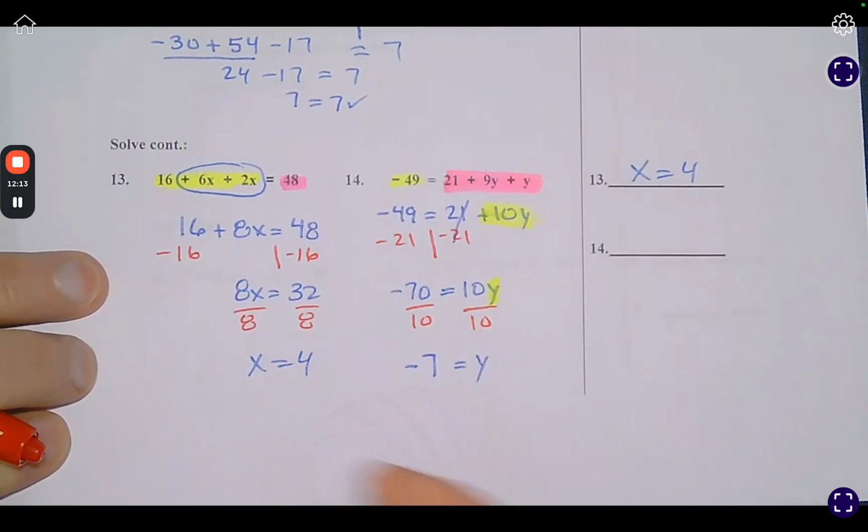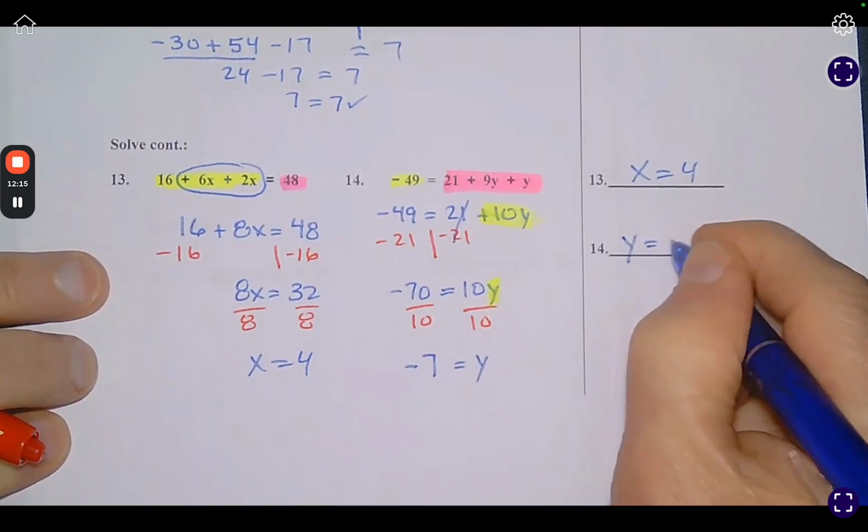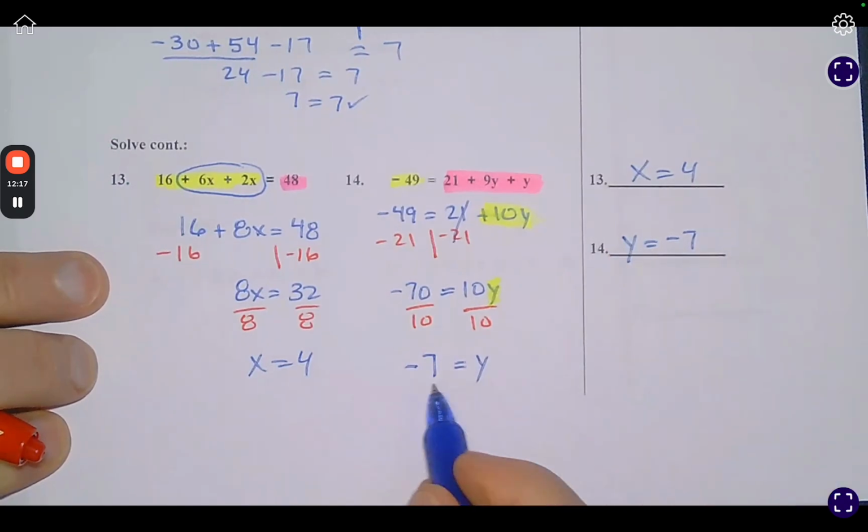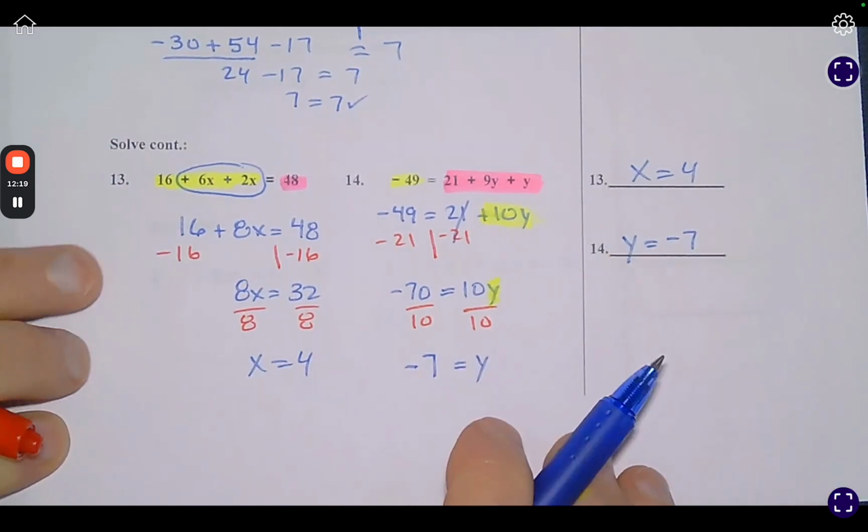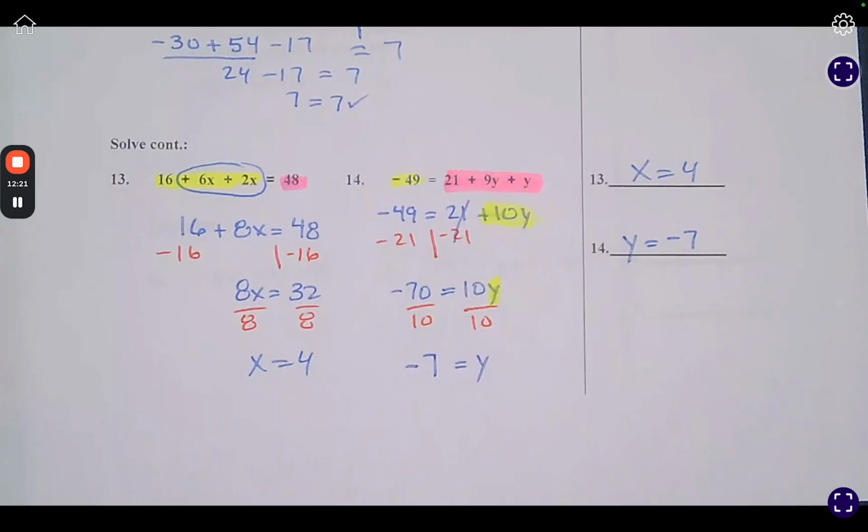Never write your final answer that way. Your variable should be on the left. It's not negative 7 equals y. y equals negative 7. All right, good job, everybody.